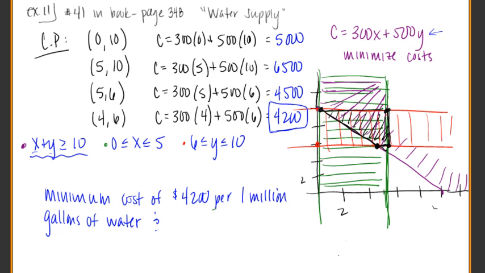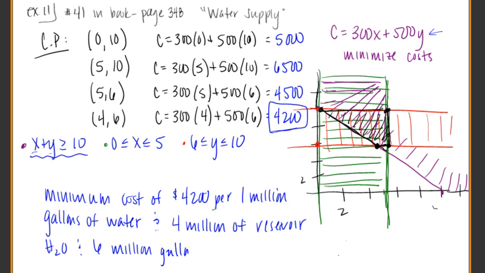need, let's see, we want 4 million of reservoir water, because that was X. I'll put H2O. And then we want 6 million gallons, I guess I should say, of pipeline water. Because together we wanted basically 10 million.